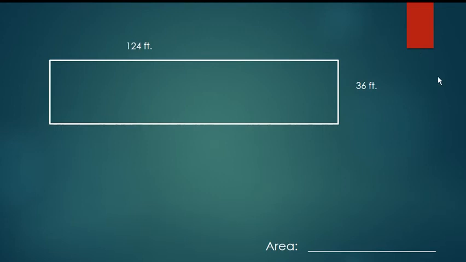So let's look at another one. We have another rectangle. This one has the dimensions of 36 feet by 124, which simply means I have 36 rows of squares with 124 squares in each row. So 36 rows, and there's 124 square feet in each row. Remember, it's like an array. So I'm going to multiply 36 by 124. So 6 times 124 is 744.